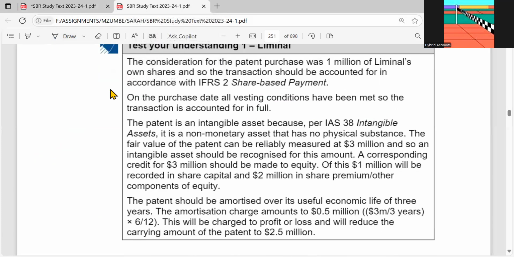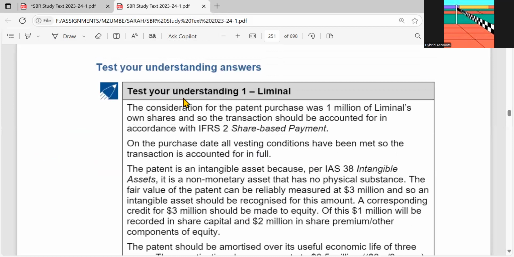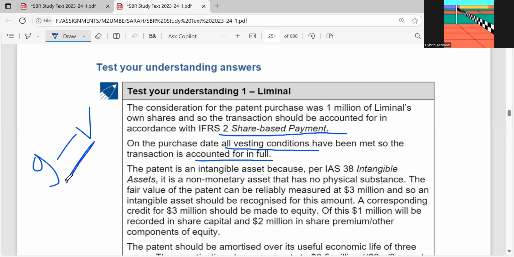The consideration for the patent purchase was 1 million of Liminal's own shares. Just by seeing that, you observe that this transaction should be accounted for in accordance with IFRS 2 because it's a share-based payment. The payment is based on shares. On the purchase date, all the vesting conditions have been met, so the transaction is accounted for in full. It means the grant date and the vesting date are the same, so you do not have to wait for anything. You have to account for it in full.